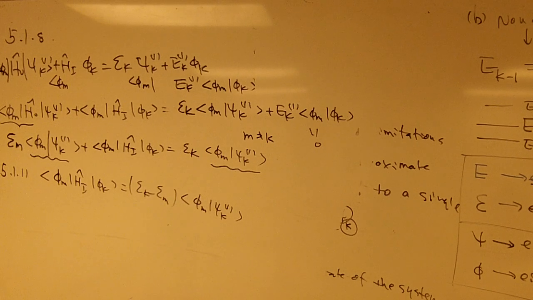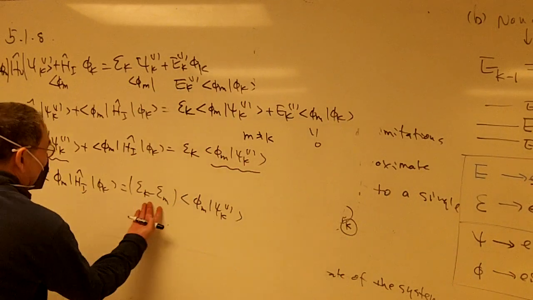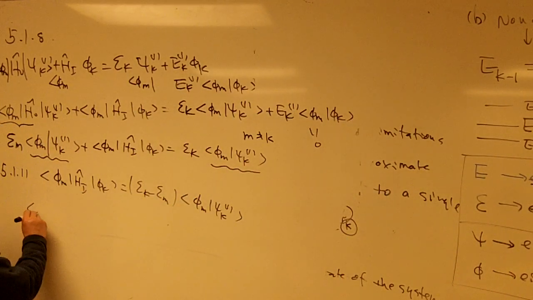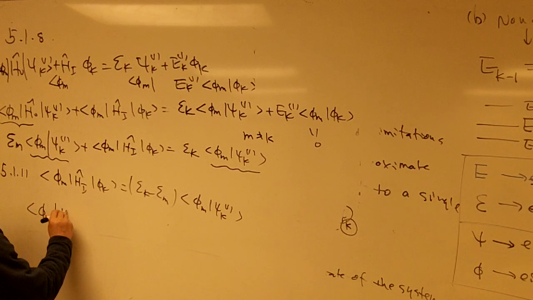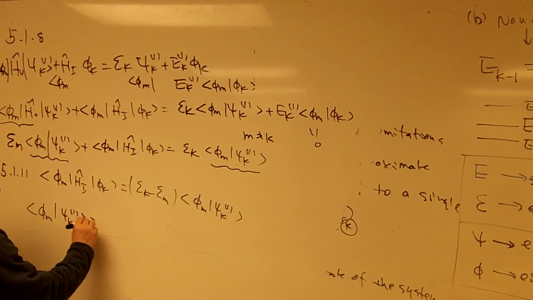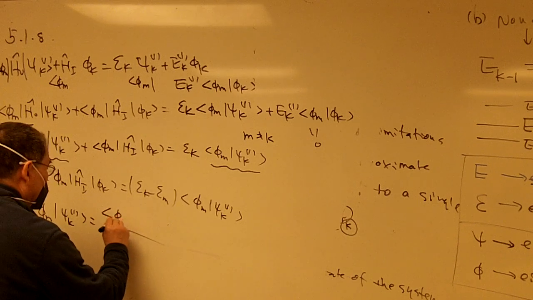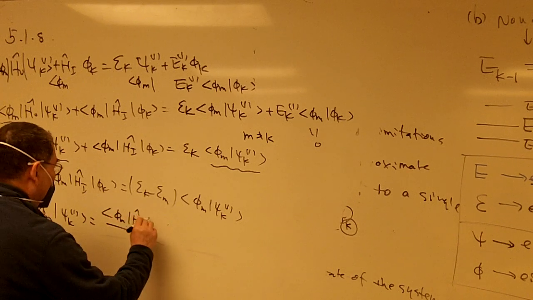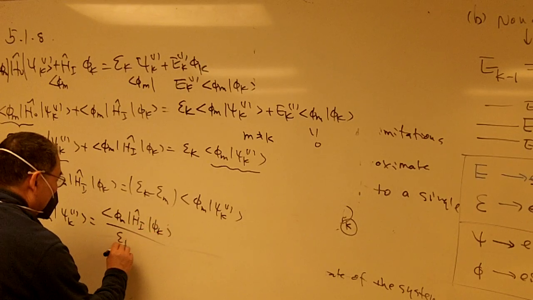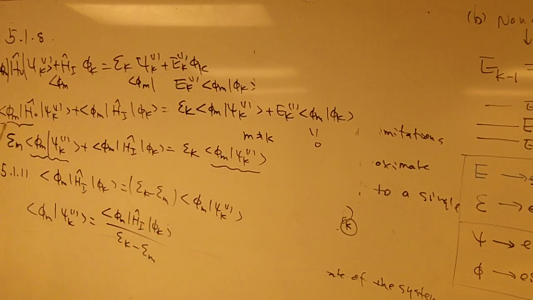This is much clearer? Okay, Toby, is that clearer now? So this is all the steps that you needed from going from here, there, and all the way to this. That's why I don't want to jump so quickly. So this is a step, and then when we solve for this, we just divide both sides by this factor. Therefore, phi m psi k just equals phi m h hat phi k over epsilon k minus epsilon m. So this is what we have here.